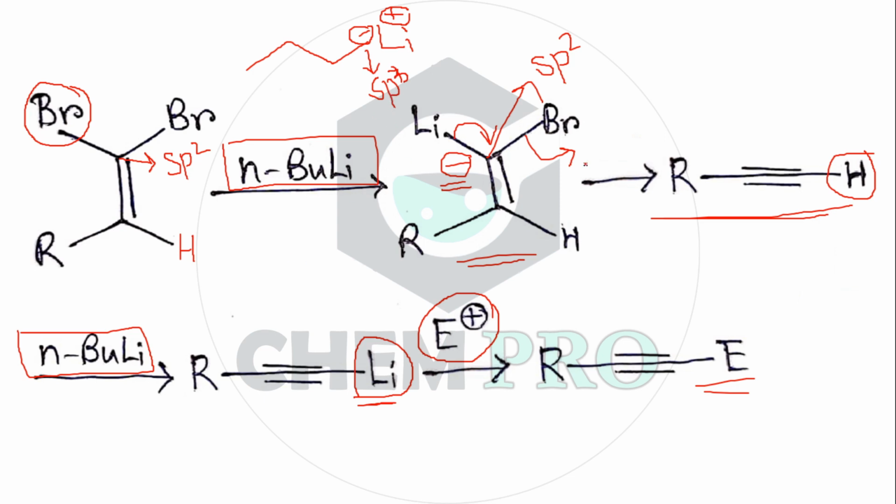Okay, and after this, the negative charge is on the sp carbon. Okay, so it is more stable than the sp2 one. So this type of reaction will undergo, and this negative charge will attack the electrophile and make the product. Okay, so let's check the examples.